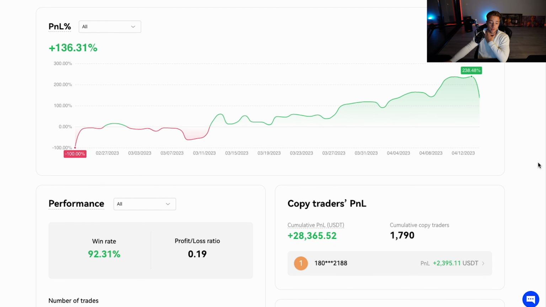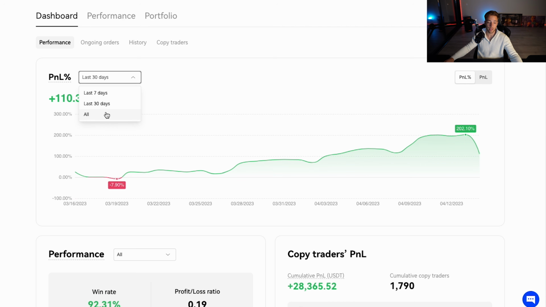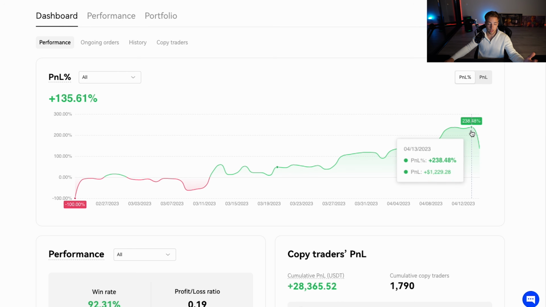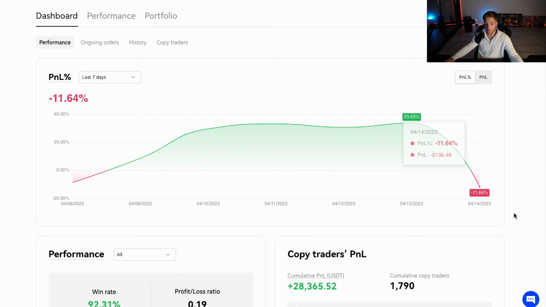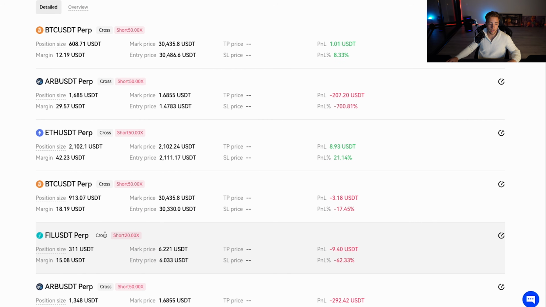Now we are at some trader's page. I'm not gonna show you the name so that you don't copy this. Just as an example of how I would look at these traders. So for example, look at the whole history, 30 days. For example, that one has been performing very well, plus 238%, but the last 7 days is minus 11%, okay? Now, ongoing orders, you can see ongoing trades and what they are doing. So, for example, this trader is trading like 50x leverage. It's quite risky, actually very risky.